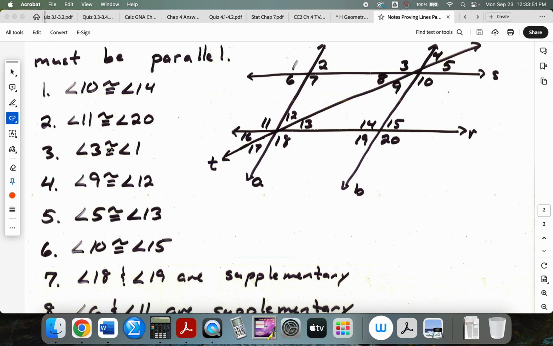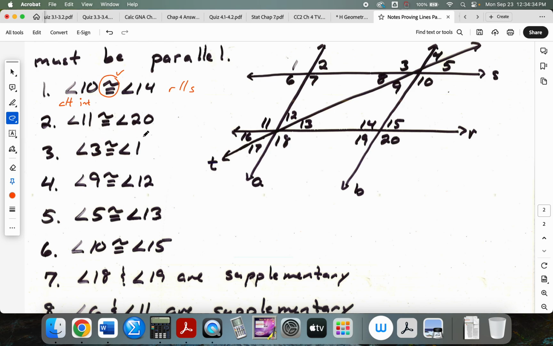So then we go, okay, what type of angles are 10 and 14? Alternate interior. And then you look, is congruent the right relationship for alternate interior angles? Yes. So this is going to be that R is parallel to S. And that's the whole process. So identify the transversal, identify the type of angles, see if it's the right relationship for those angles.